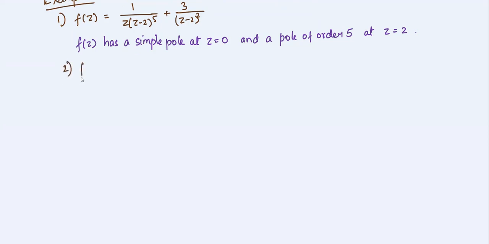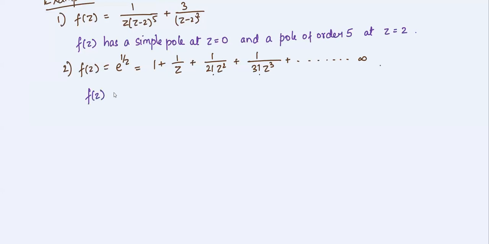Now, next, f of z is e power 1 by z, which is 1 plus 1 by z plus 1 by 2 factorial z square plus 1 by 3 factorial z cube, and so on up to infinity. Then we say f of z has an isolated essential singularity at z equal to 0.